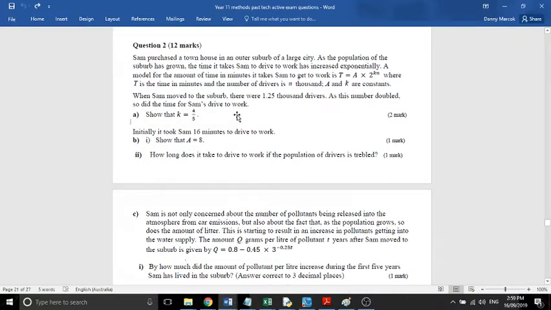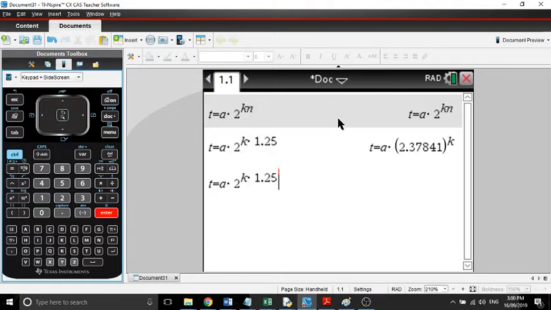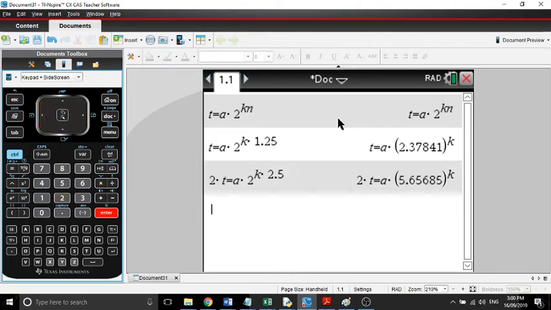Now, what happens is it tells us that when it first started, there were 1.25 thousand drivers. So I'm going to take this N and change it to 1.25. Okay, so that's what we've ended up with there. Now the other thing that happened is when this doubled to 2.5, the amount of time taken also doubled. So that's what we're saying there.